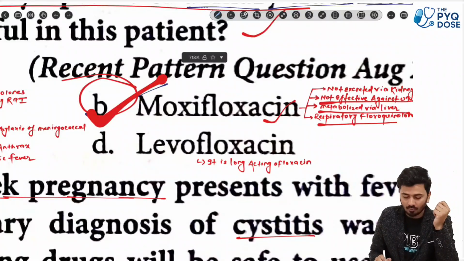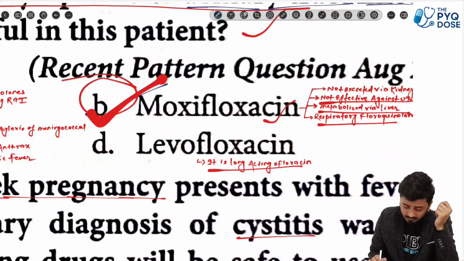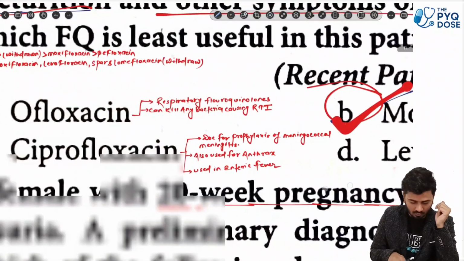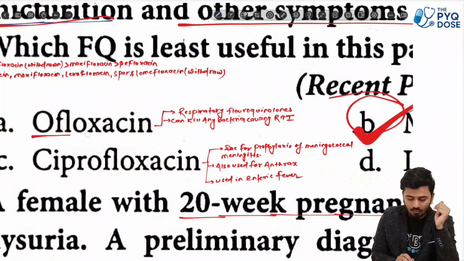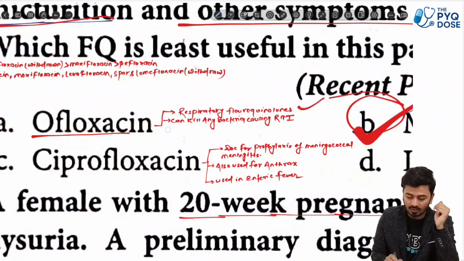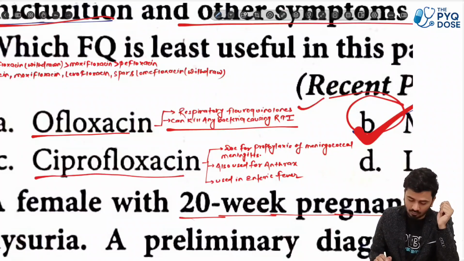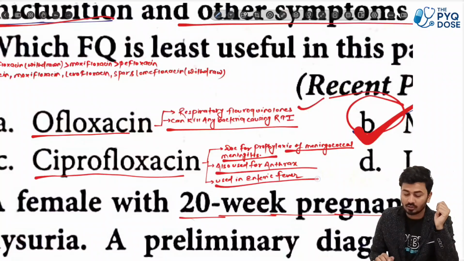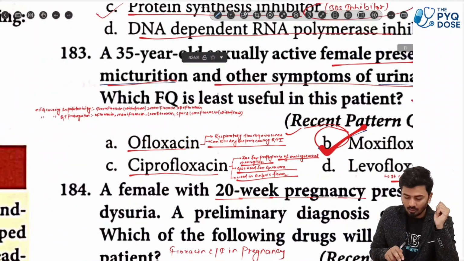If we talk about levofloxacin, it is nothing but long acting ofloxacin. So let's see about ofloxacin. Ofloxacin is a respiratory fluoroquinolone, and it can kill any bacteria causing RTI. Okay. Talking about ciprofloxacin, it is generally the drug of choice for prophylaxis of meningococcal meningitis, also used for anthrax, and it is used in enteric fever, that is typhoid cases, where we also use ciprofloxacin.